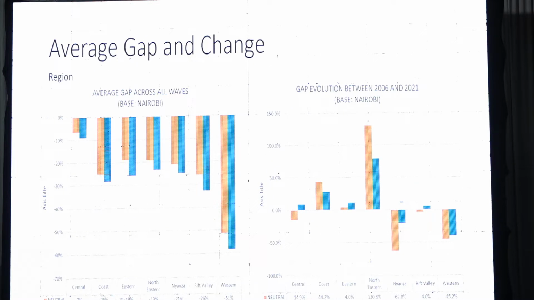And again, we did the same analysis across regions, and we observed, particularly looking at the evolution through time. So sorry, here the base is against Nairobi. So we see that Nyanza and Western regions still lag behind with a significant gap, while Northeastern and Coast have been catching up over time.